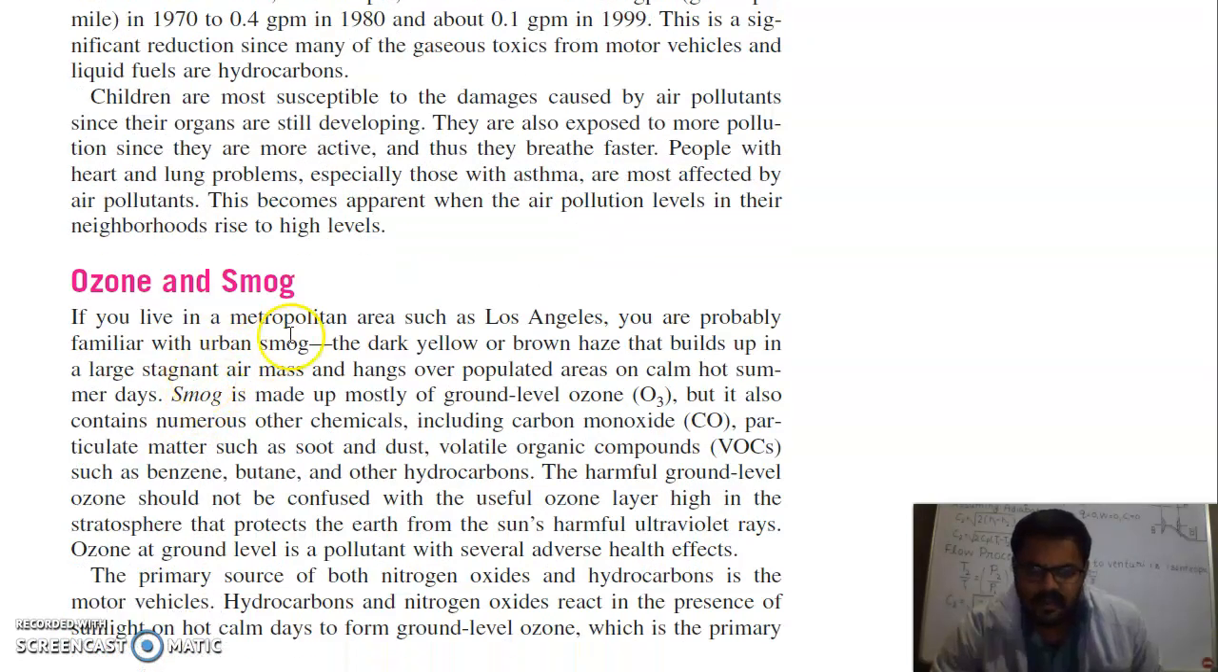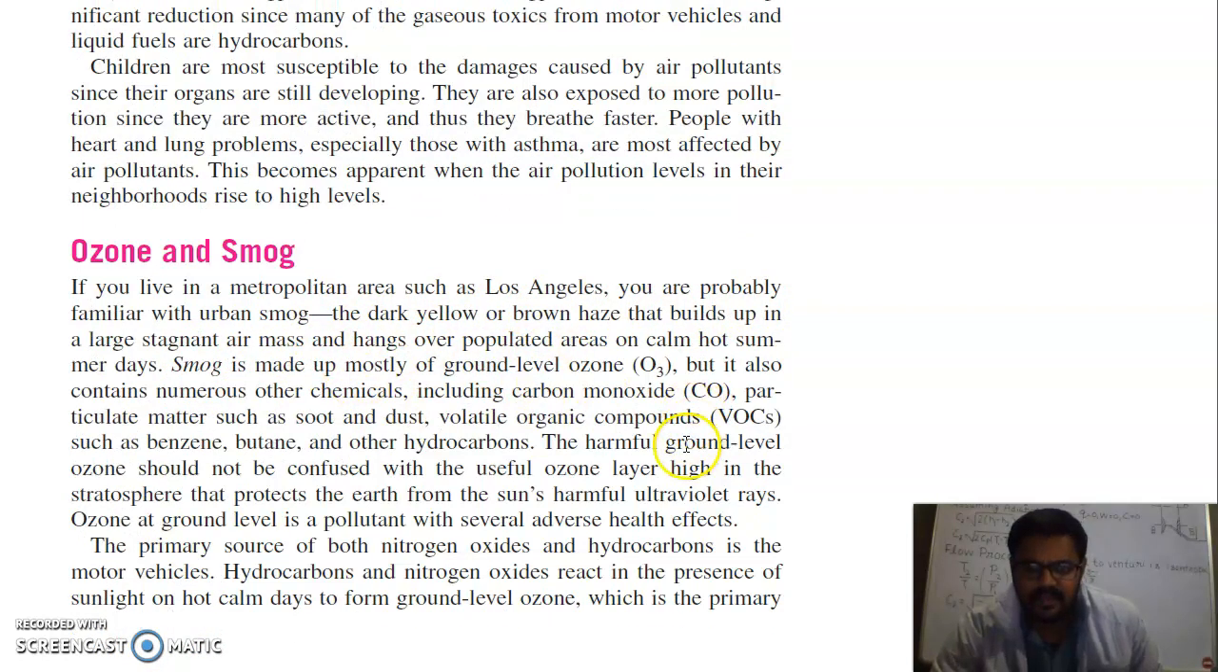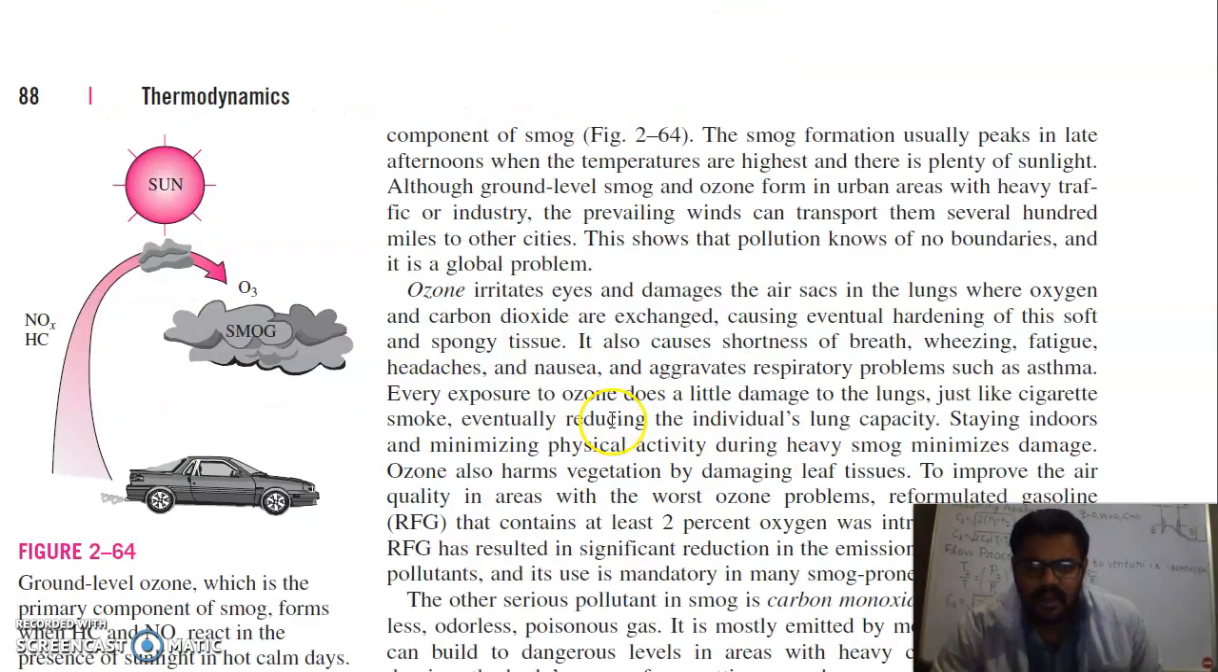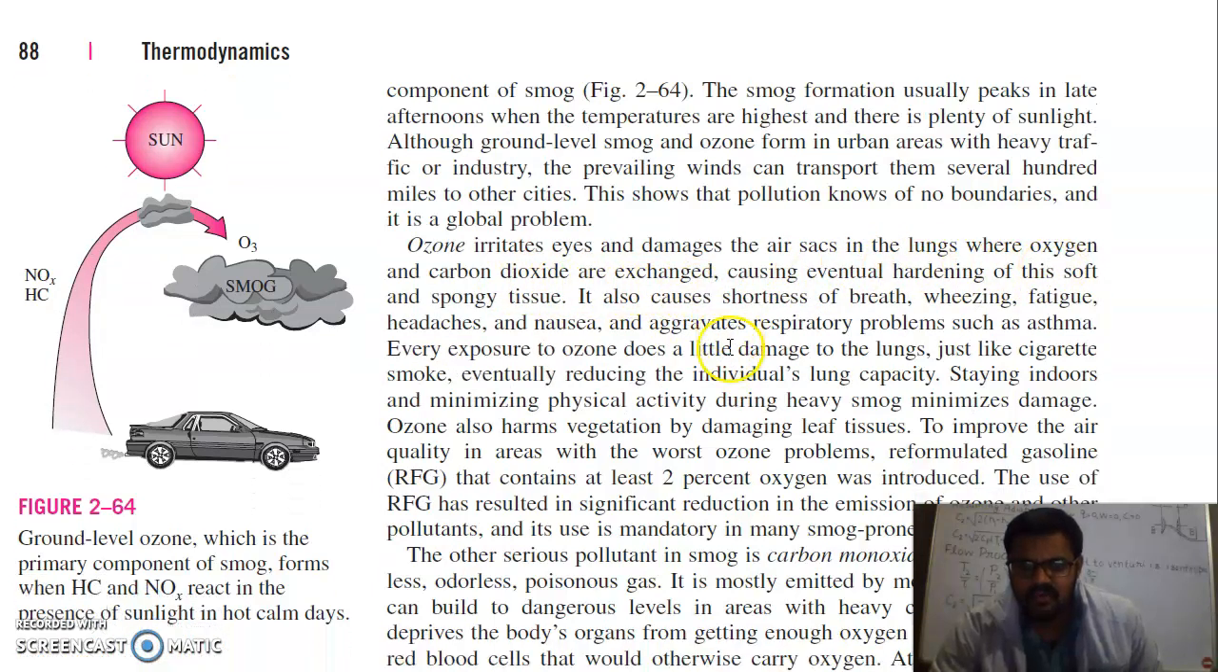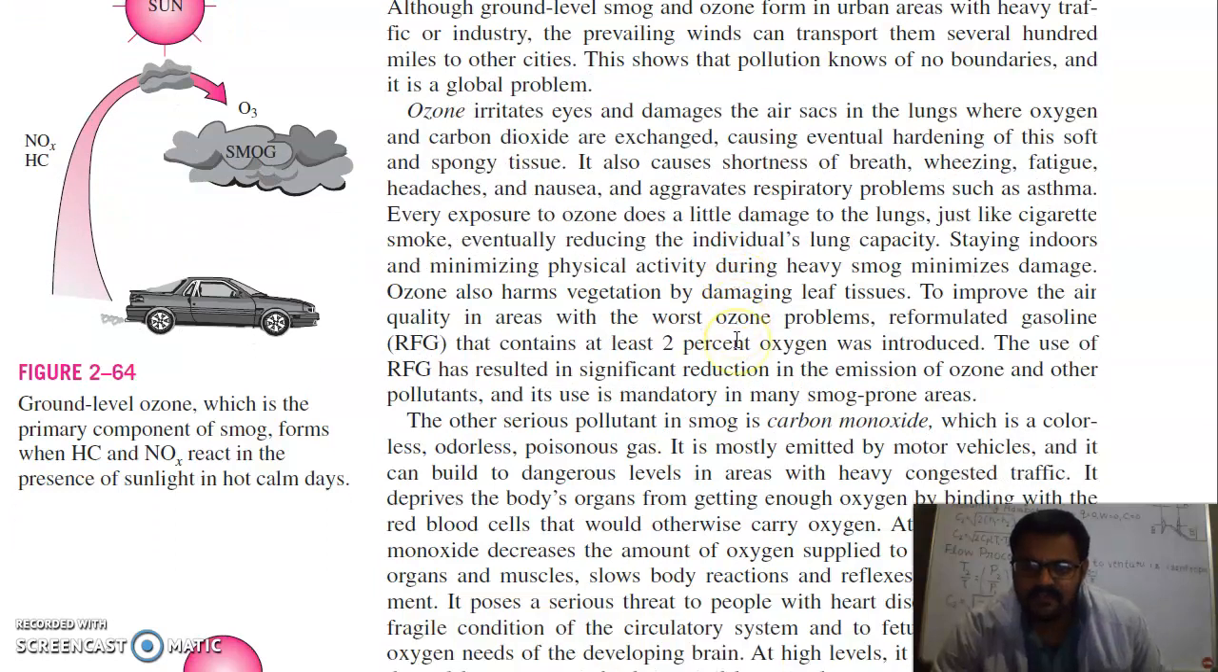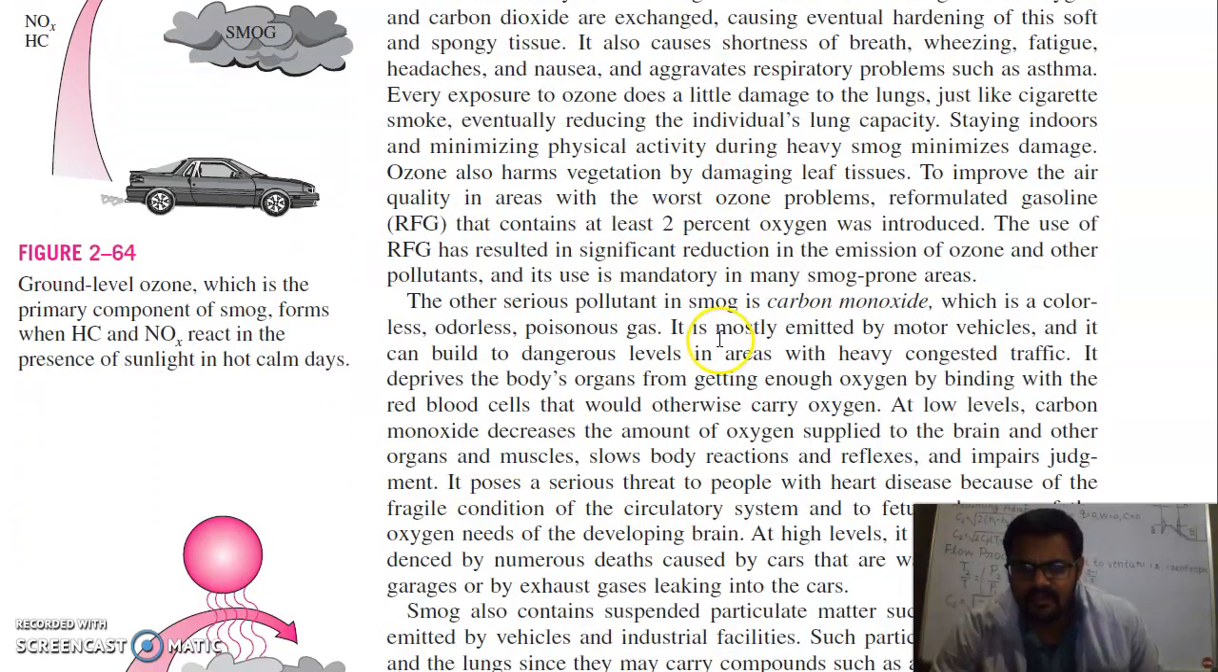If you live in a metropolitan area such as Los Angeles, you are probably familiar with urban smog. This is also a poisonous gas which results from hydrocarbons, NOx emissions and sulfur dioxide emissions. Ozone is part of smog. It irritates eyes and damages the air sacs in the lungs where oxygen and carbon dioxide exchange. So overall this is the major concern. You can study more about this yourself.